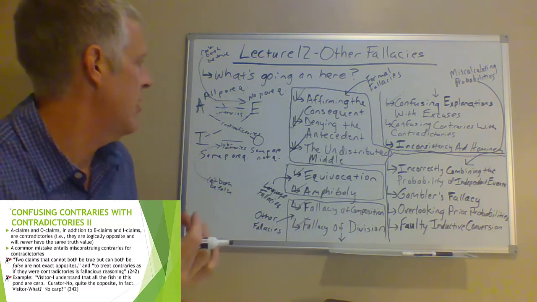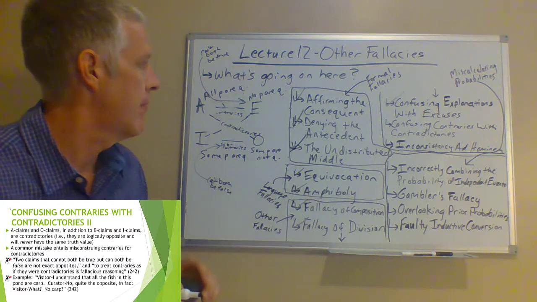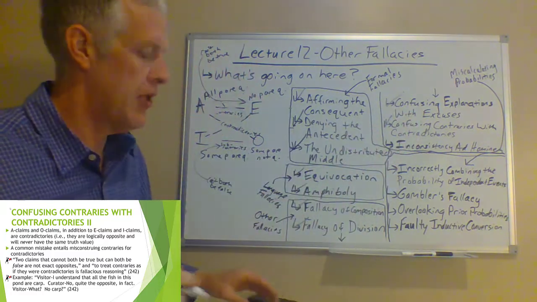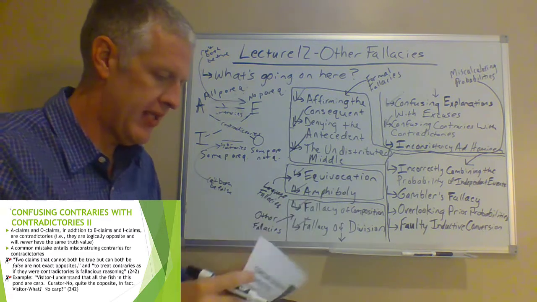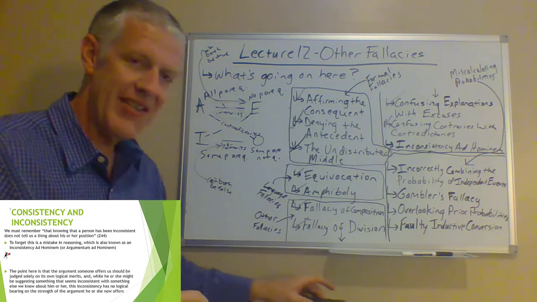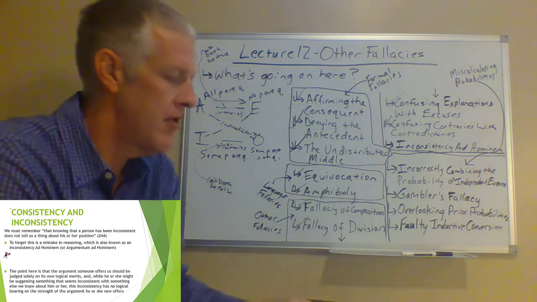Just keep in mind, again, if they can ever have the same truth value, they can't be logically opposites. So that's confusing contraries with contradictories. We'll move on then to slide 13, where we'll discuss consistency and inconsistency. At least that's what they refer to this as.